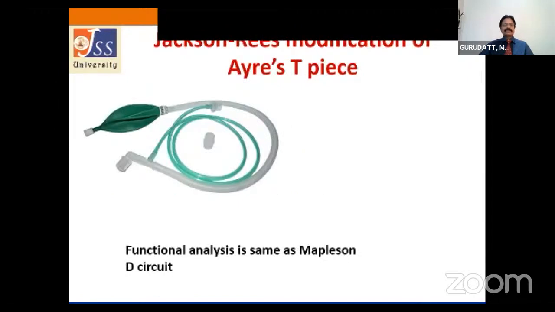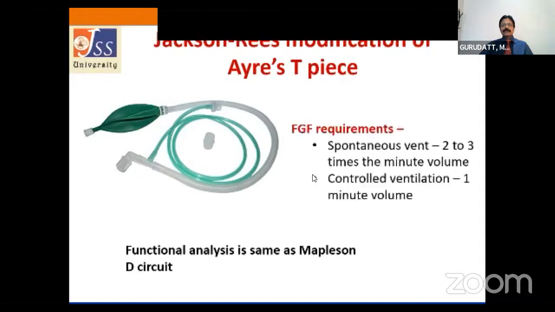Whatever we had just discussed about the Mapleson D applies here, because this is a modification of Mapleson D; it is the same. So what are the fresh gas flow requirements for these? Again, spontaneous ventilation requires higher fresh gas flow, and for controlled ventilation, just 1 minute ventilation is enough.